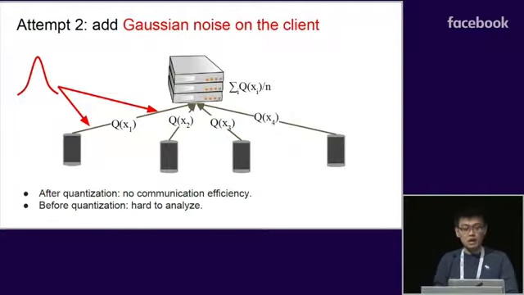For example, you can add the Gaussian noise after quantization, and this is obviously not a good idea because Gaussian is continuous and you won't have communication efficiency. Or you can add the Gaussian noise before quantization, and it turns out this is very hard to analyze because we need to understand the distribution of the sum of quantized Gaussians, which is the multinomial Poisson distribution.